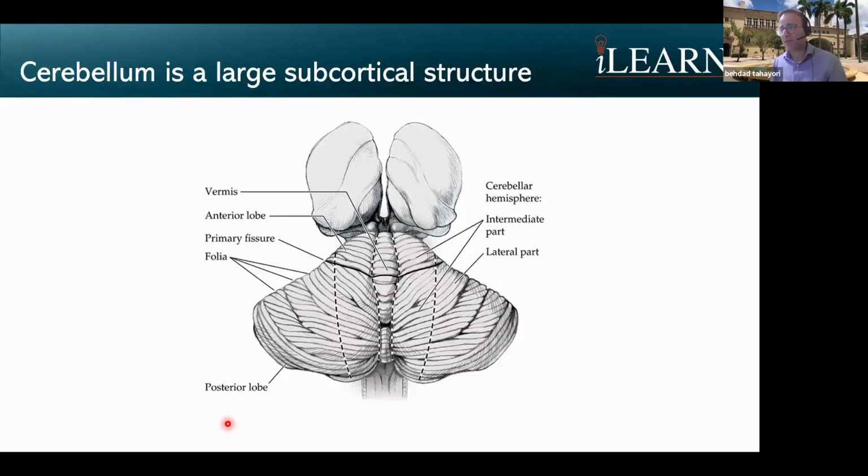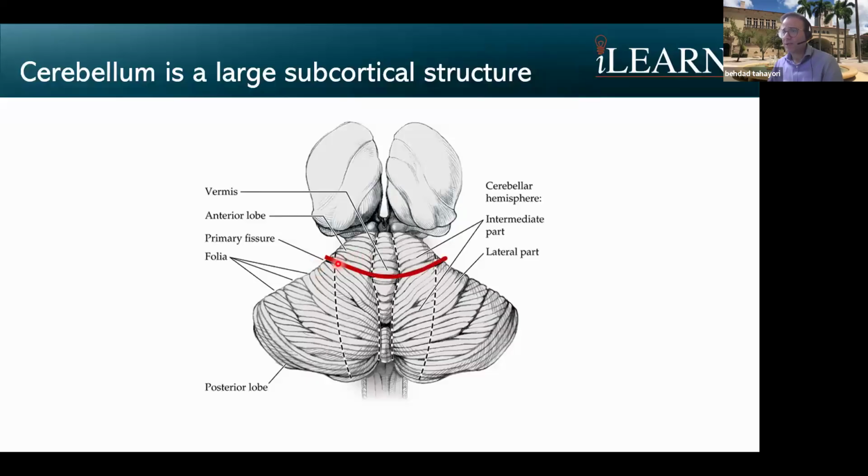The cerebellum occupies the biggest portion of our posterior fossa in our skull. This is a posterior view of the cerebellum in upright standing, as if you're standing in the back of somebody looking at their cerebellum. This is what you would see. A very obvious fissure can be seen from this dorsal view that we call the primary fissure.